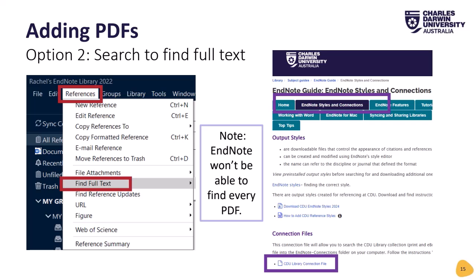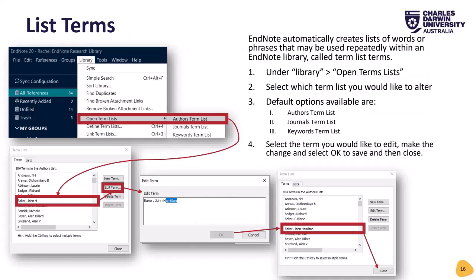And depending how many records you have, it can take quite a bit of time. You also have the ability in EndNote to change or alter the way that terms appear. So if you're noticing a repetitive error in your references, a good example given on the screen is where you've got author names that appear in multiple different ways. Obviously, you would want those to appear in one way. You can alter that in the terms list.